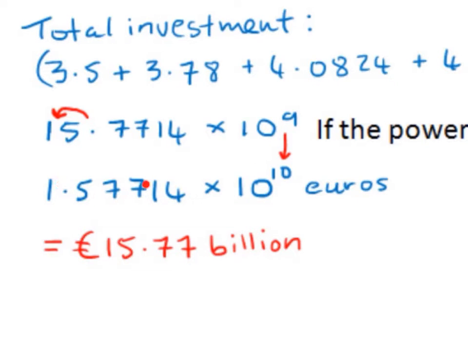So in scientific notation, we end up with 1.57714 times 10 to the power of 10 euro, which is the same thing as 15.77 billion euro. So the 15.77 came from up here. It was just rounded off to 2 decimal places. And I know it's billion because I know that billions are always 10 to the power of 9.